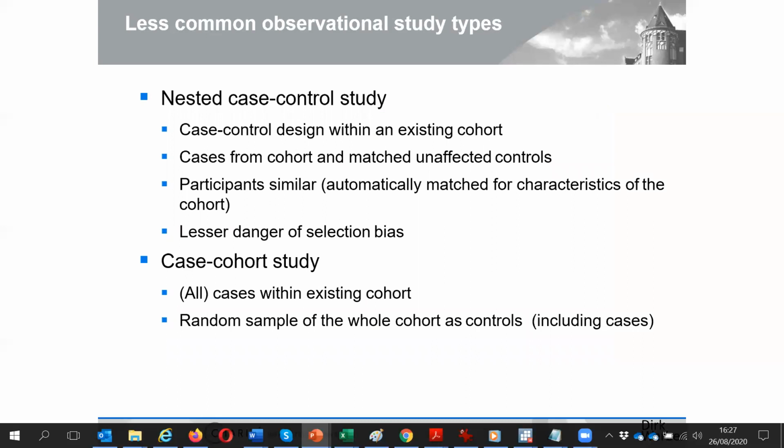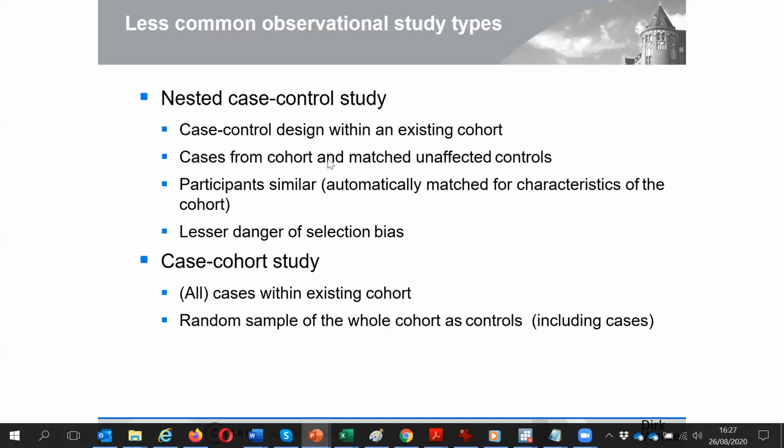We also have other common observational study types which you might need to be aware of. We have what we call nested case control studies. So what are nested case control studies? It is a case control design within an existing cohort.